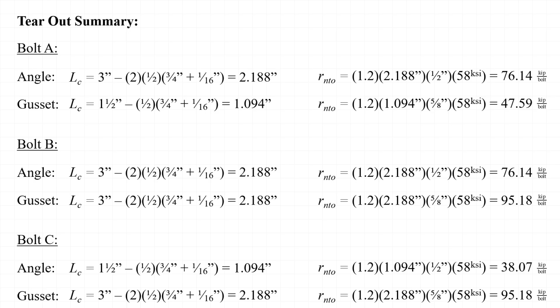One thing that is important to keep in mind is that when calculating the clear distance for tear out, you should not add an extra 1/16 of an inch for material that is damaged during fabrication of the hole. The extra 1/16 of an inch that is included in the calculations here is to get to the nominal size of a standard hole for a 3/4 inch diameter bolt. A standard hole for a 3/4 inch diameter bolt is equal to 13/16 of an inch.